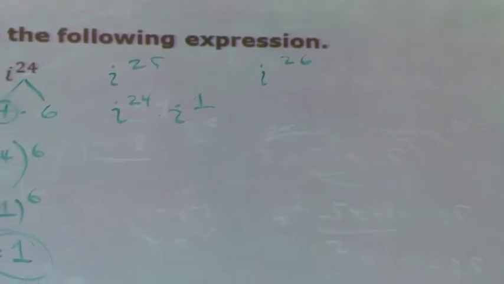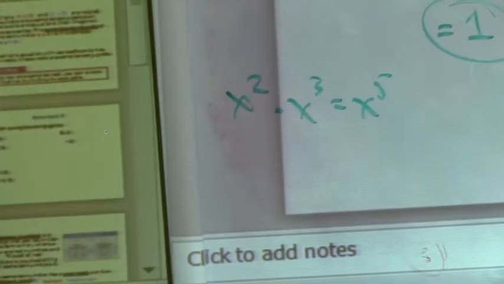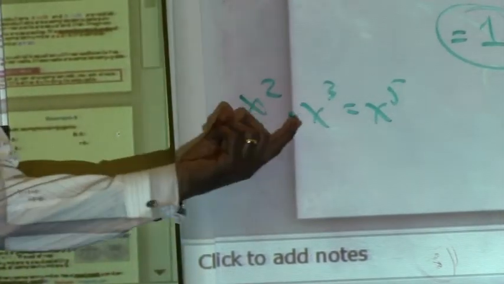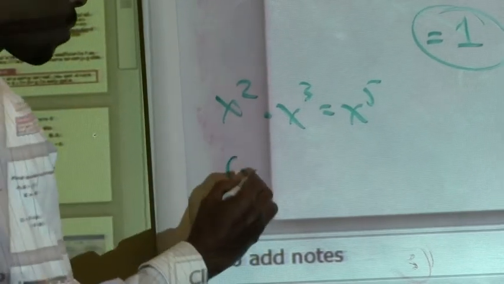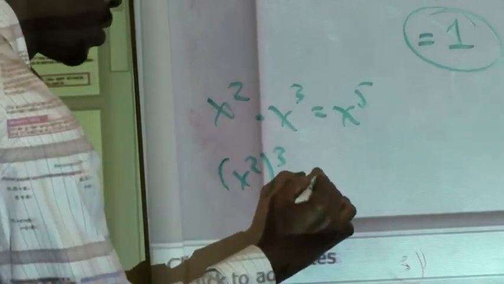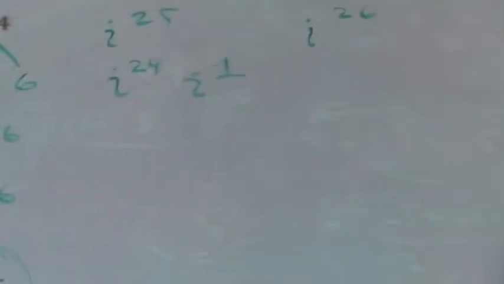Recall, x to the 2nd power times x to the 3rd power equals x to the 5th. Now, if you've forgotten these guys, it becomes a little tricky. If you have it side by side, you add the exponents together. If they're inside parentheses, you multiply the exponents. You've got to remember those two little rules.